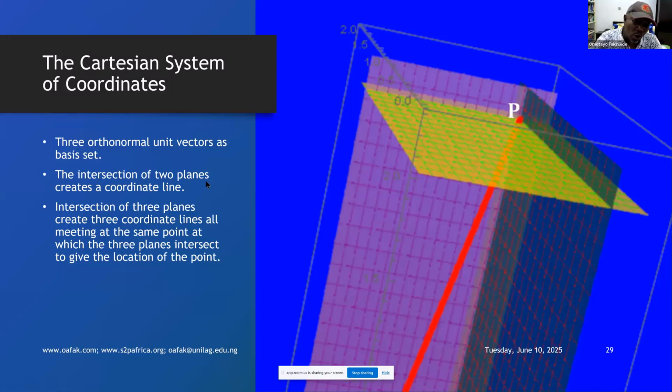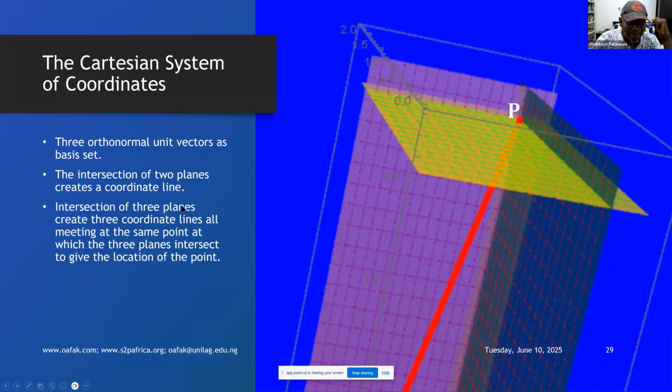For instance, what you call the x-axis is actually the coinciding of the xy plane and the zx plane. That is what results in the x-axis. Let me repeat that. The x-axis is where the xy plane coincides with the zx plane. What about the y-axis? And what about the z-axis? What planes coincide? So the intersection of two planes creates a coordinate line.